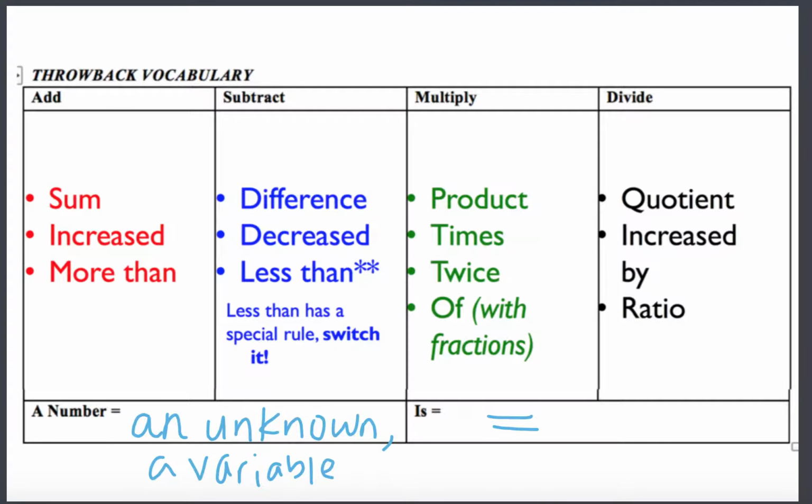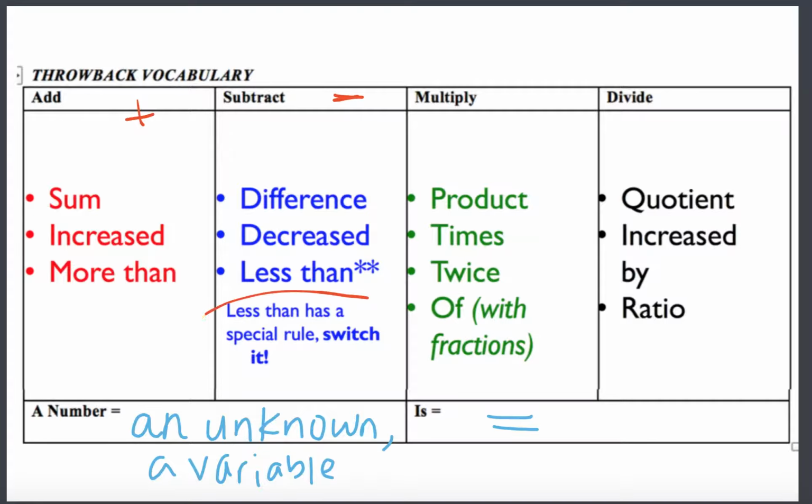So some vocabulary to start us off, and some of this you may have already known, but there are certain keywords that should remind us of the operations in mathematics. For addition, the word sum is the result of addition. You also may hear words like increased or more than that tell us to add. For subtraction, the word difference is the result of a subtraction problem. You also might hear decreased or less than.